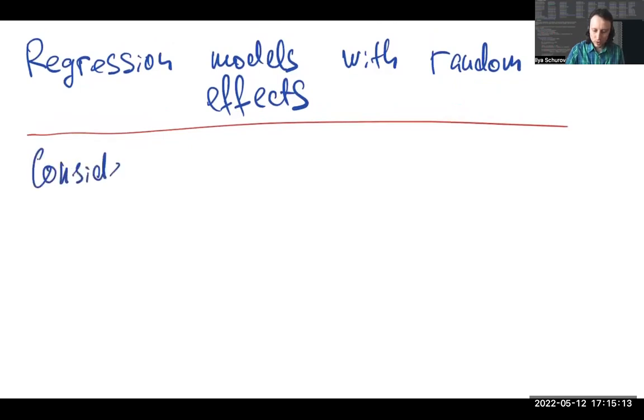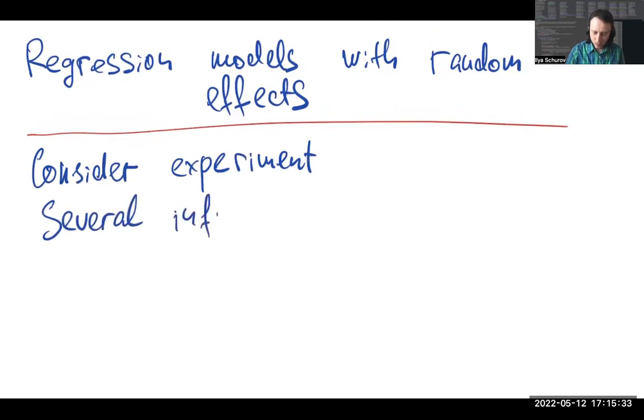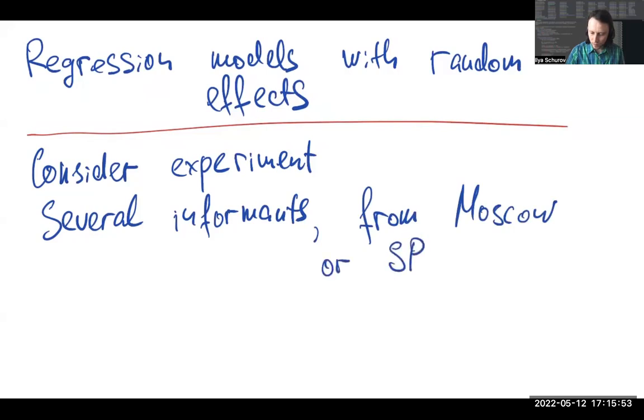that we do the following experiment. We have several informants. For example, they are from different cities, like from Moscow and from St. Petersburg. And we are interested in some linguistic feature of their speech. For example, we are interested in the length of the sentences that they use.